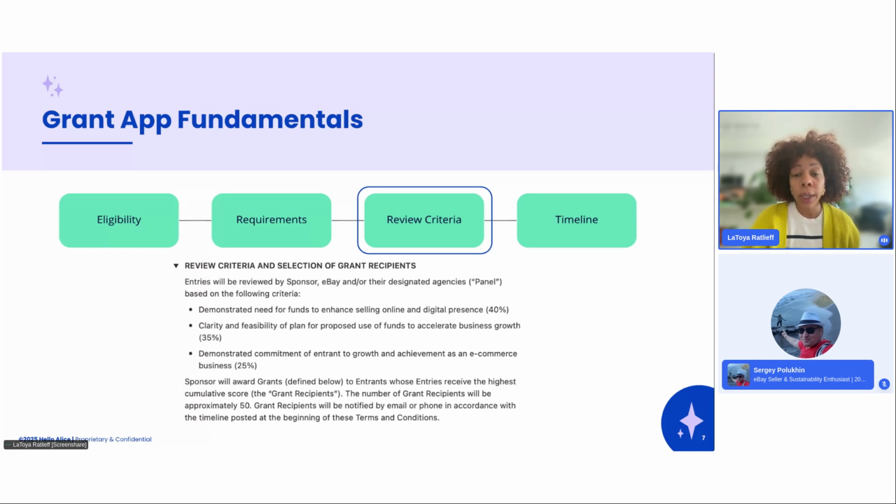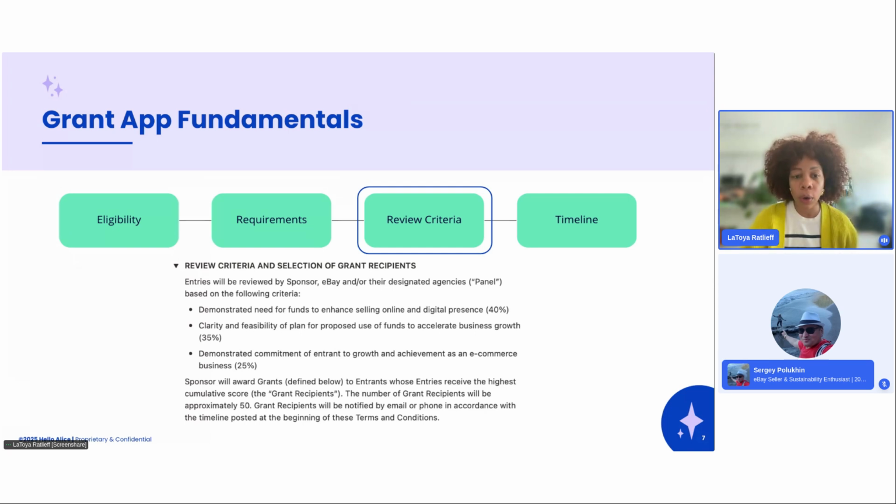So when you're completing those narrative responses, what you'll see is the review criteria that's tied to each of the narrative questions. There's 3 in total, and this is your need for funds to enhance your online and digital presence. It's the clarity and feasibility of the plan for the funds, and this is where you really dive into how you're going to use this fund to grow your business, and then your commitment as a seller to growth and achievement. And you'll see particularly how these are actually weighted.